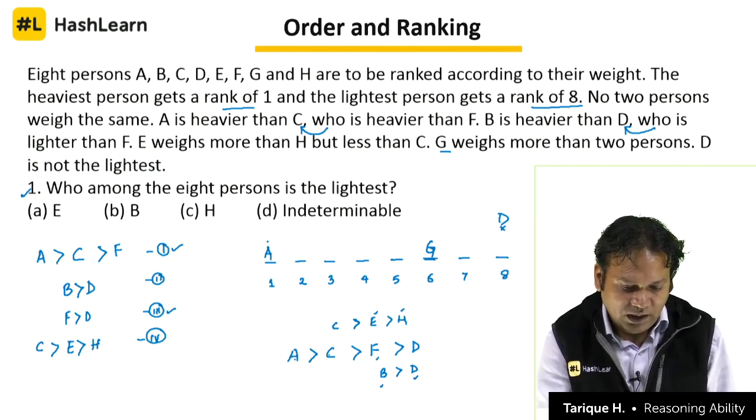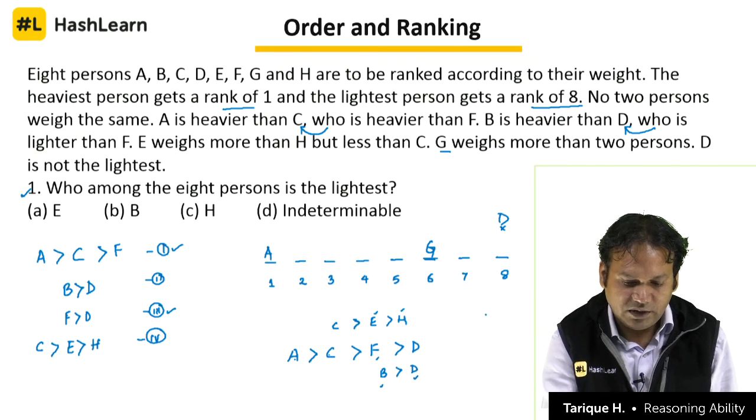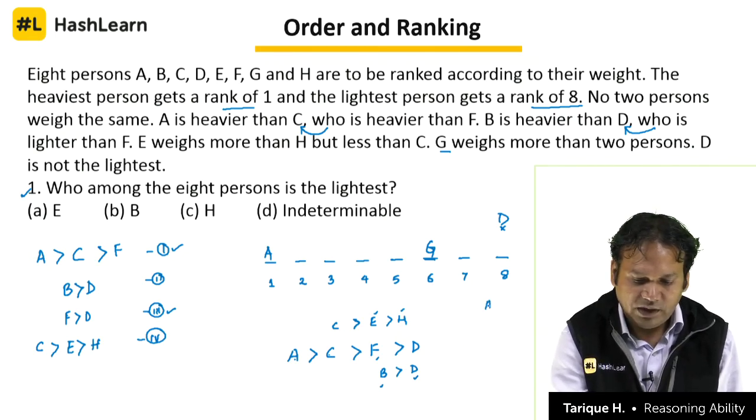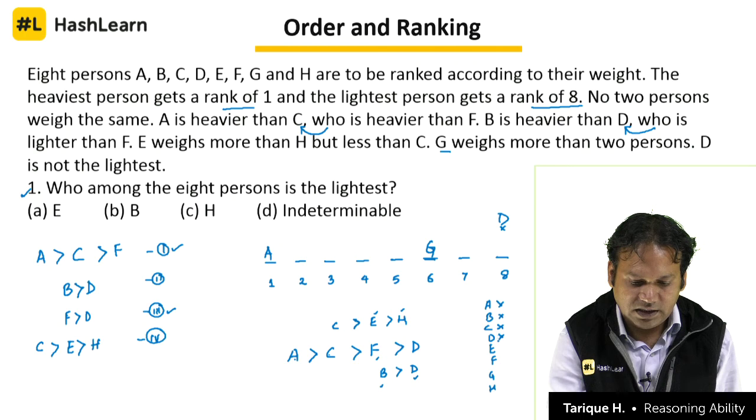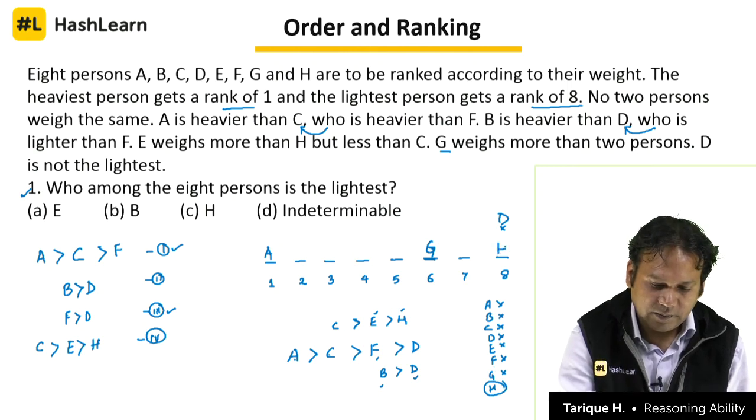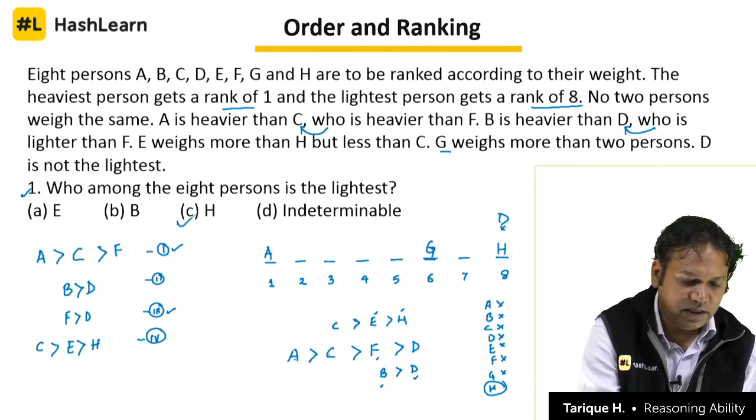You see here, D is not the lightest person, B is not the lightest person. So let's try to understand here. If I write down A, B, C, D, E, F, G, H. A is not the lightest person, B is not the lightest person, C is not the lightest person, D is not lightest, E is not lightest, F is not lightest, G is not lightest. So who will be the lightest here? H. So answer for this question is H.